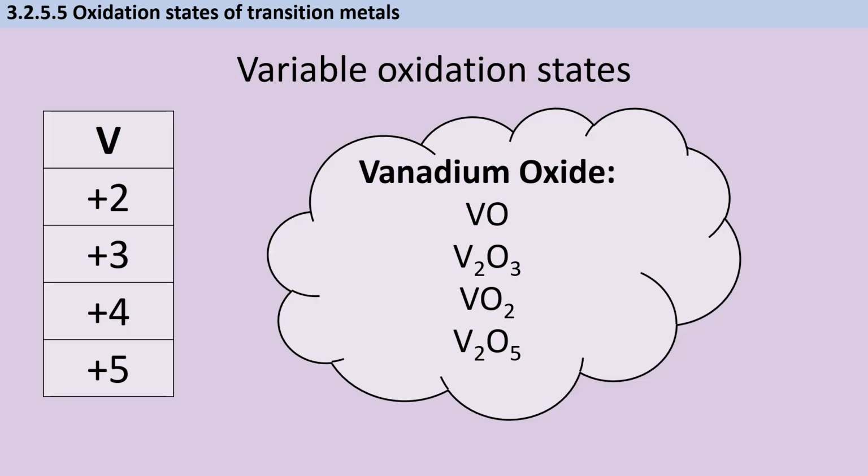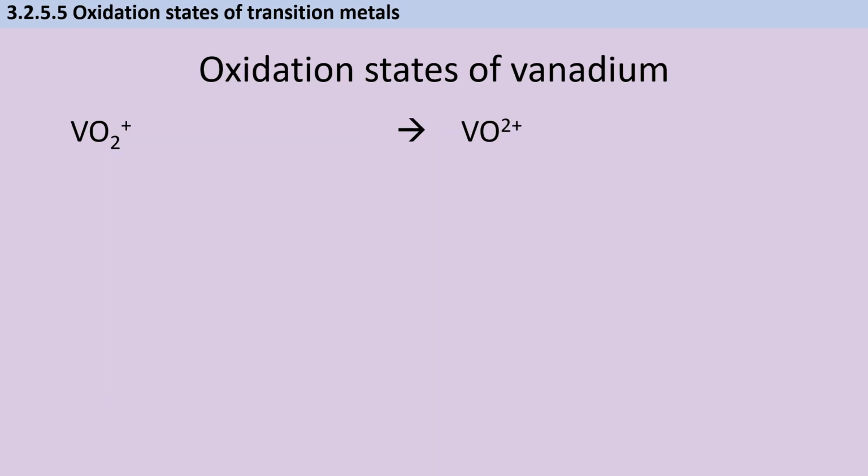Vanadium is a classic example, and it has 4 stable oxidation states, which you should be able to identify in neutral compounds as well as in ions. Vanadium can be reduced from an oxidation state of +5 to +2 by a reducing agent such as zinc or aluminium, and you need to be able to write half equations for each step of this process.